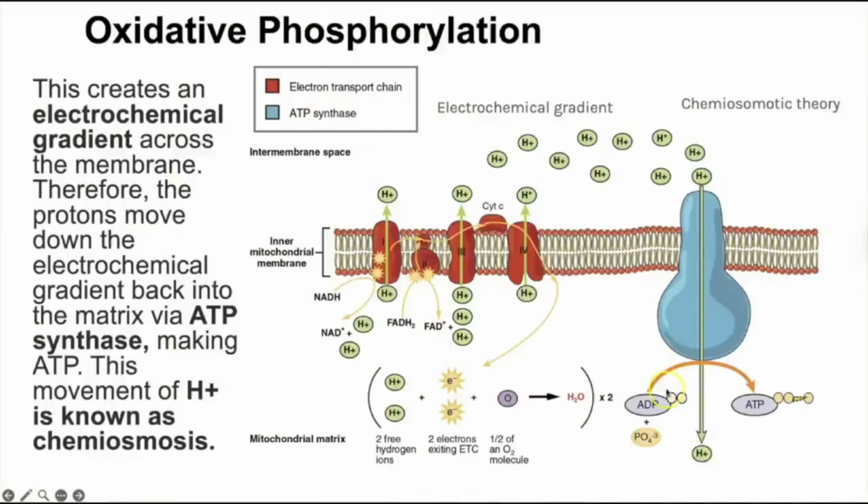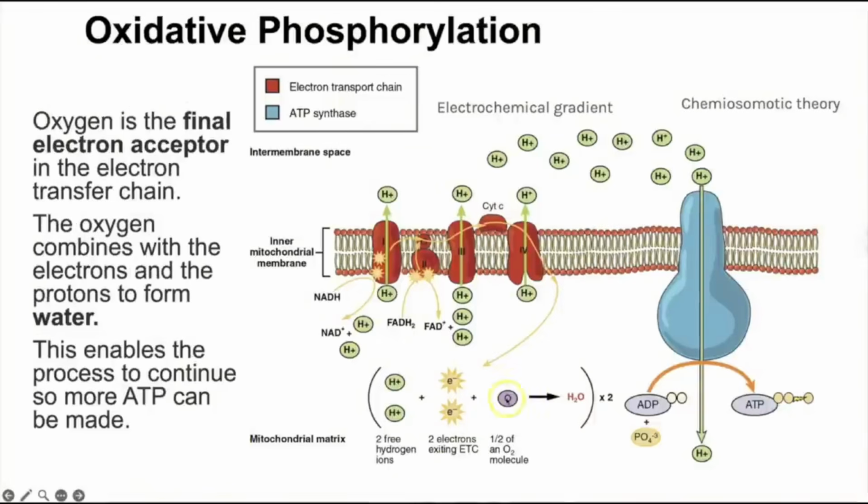And that enables ATP synthase to phosphorylate ADP, meaning ADP plus Pi, into ATP. So that is how we get lots of ATP being produced. And this is almost identical to that chemiosmosis that we saw in photosynthesis as well.